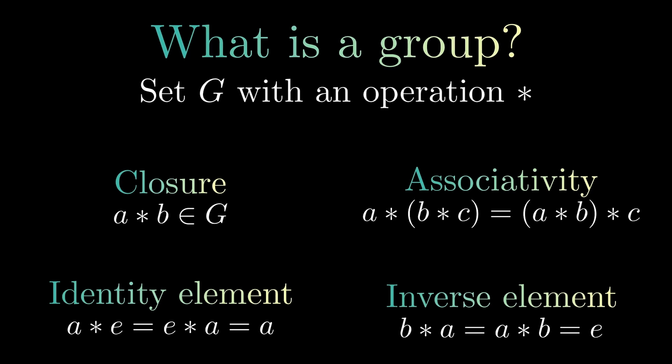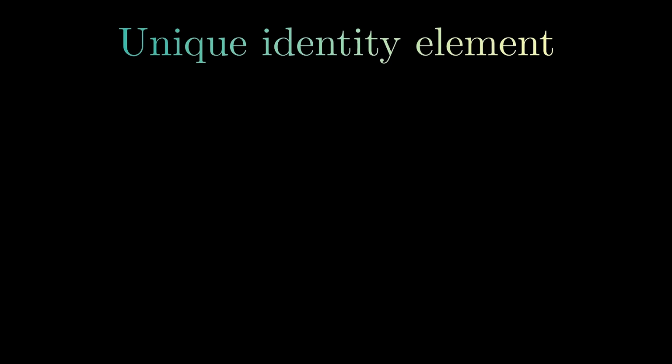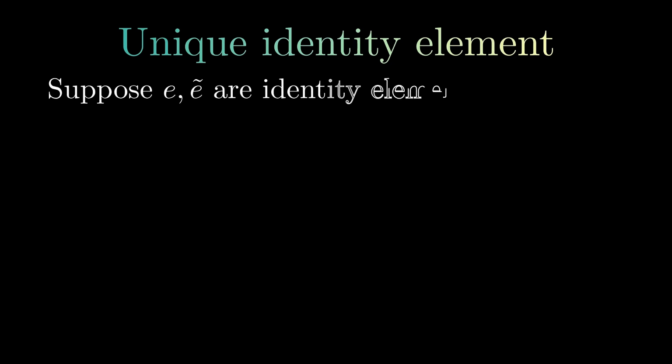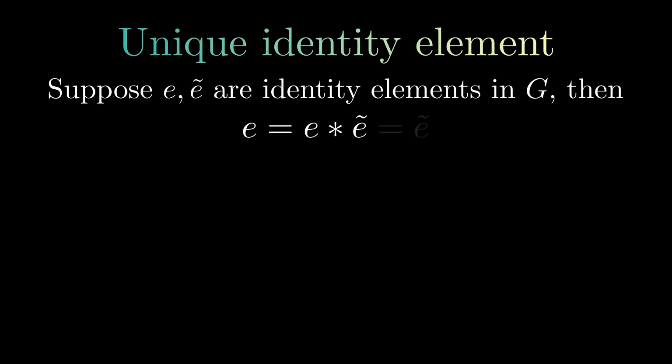Using these 4 properties, we can derive many useful results about groups. For example, the identity element of a group is always unique. To prove this, assume that there are 2 identity elements. Then we compose them. By using that both elements are identity elements, we get that the product is equal to both identity elements. This implies that the identity element of a group is unique.